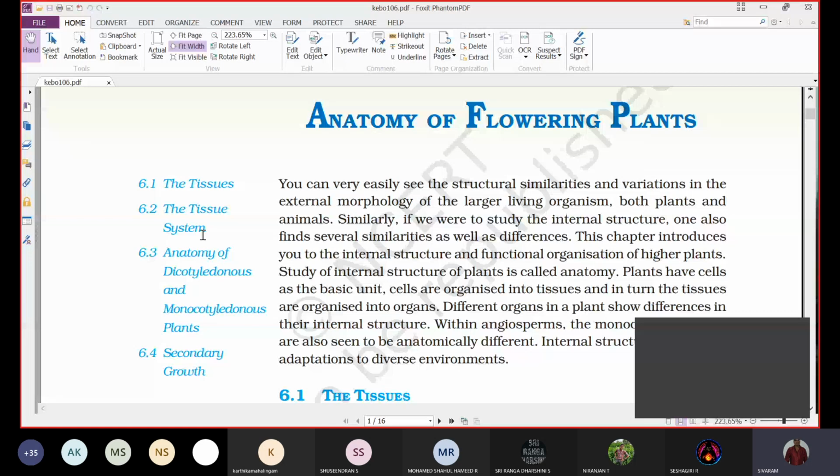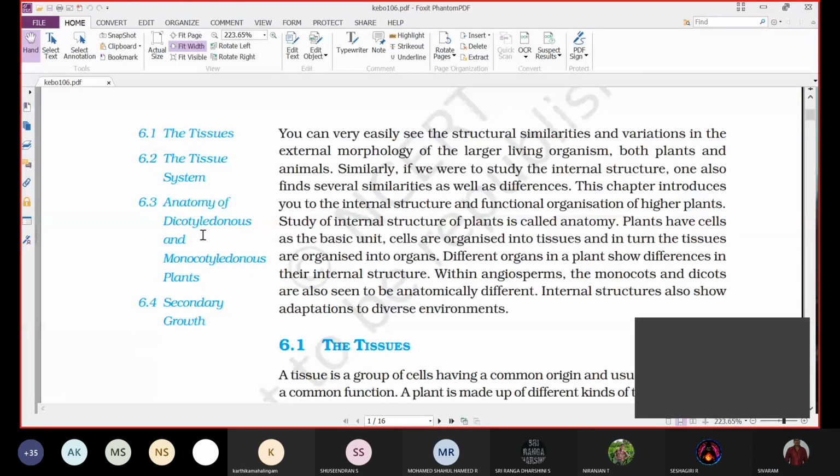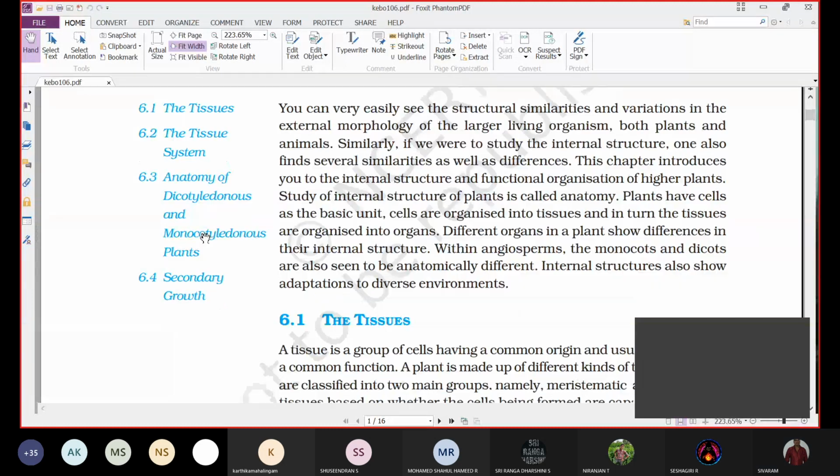And next we'll go with the anatomy of dicotyledonous plants and anatomy of monocotyledonous plants. That means we'll compare the anatomical features of a dicotyledonous plant with that of a monocotyledonous plant.